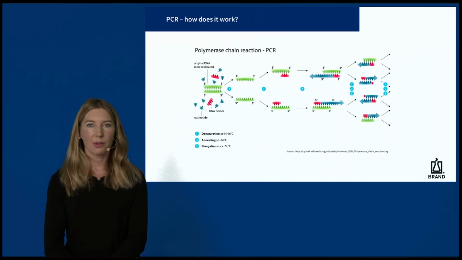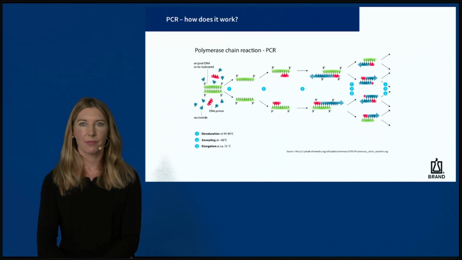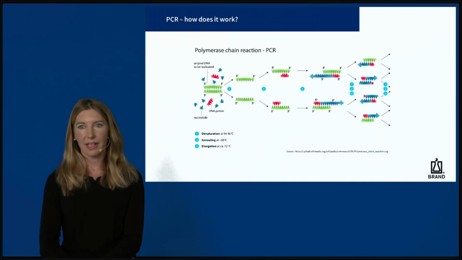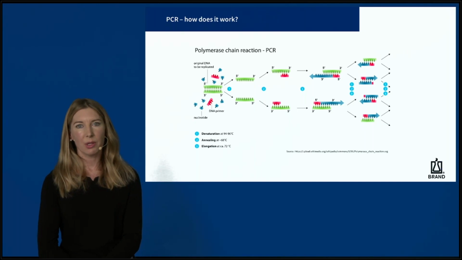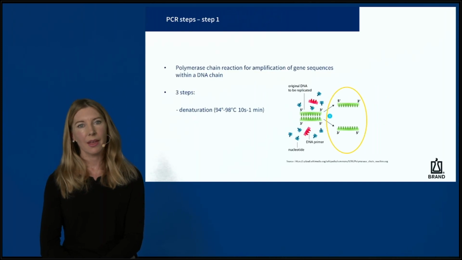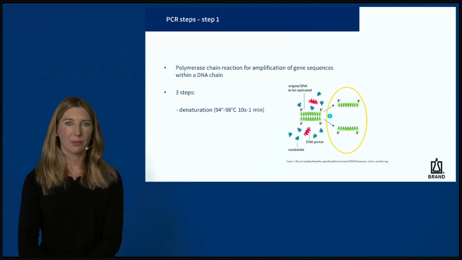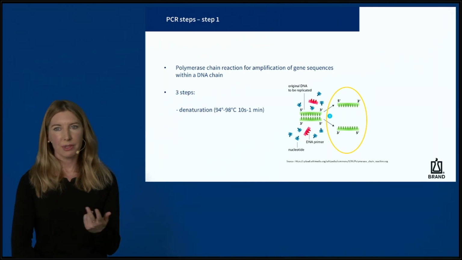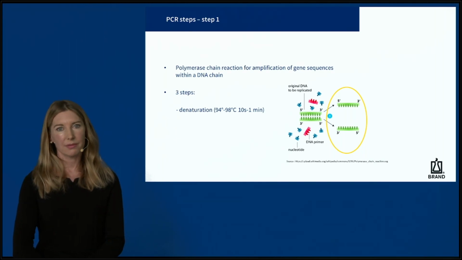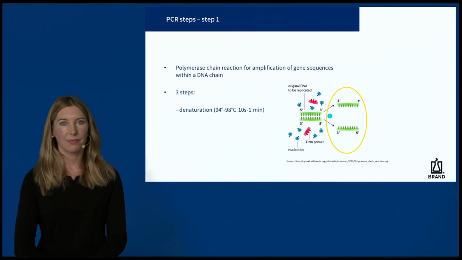Let's quickly have a closer look at the process of a PCR. The amplification of DNA via polymerase chain reaction technique was invented by the American biochemist Kary Mullis in 1983. Together with Michael Smith, he was awarded the Nobel Prize in Chemistry in 1993. The PCR is an enzyme-based process for duplicating DNA in vitro. It comprises 3 steps: denaturation, annealing, and extension.